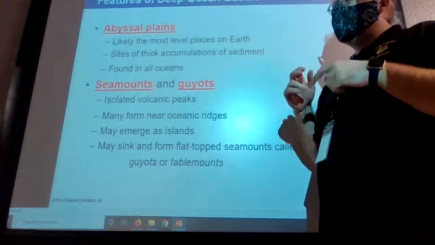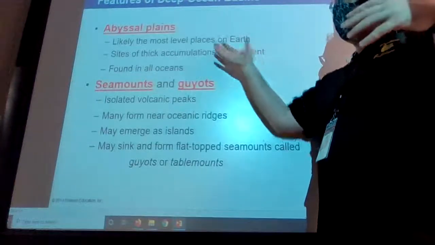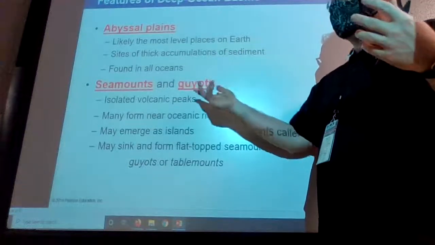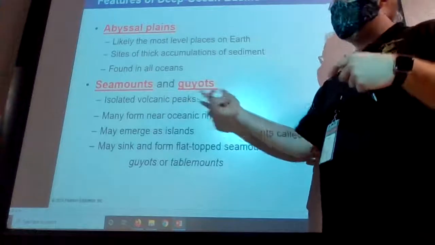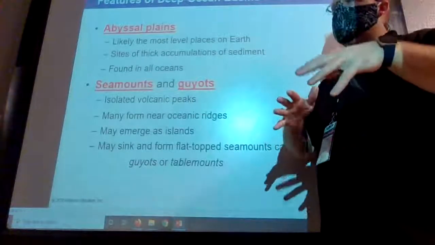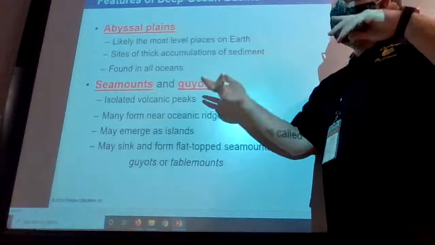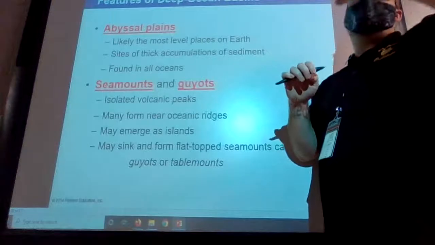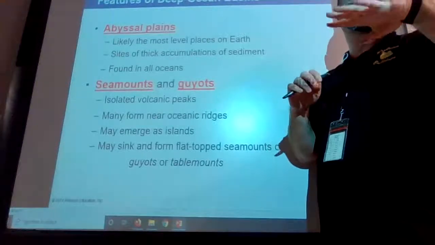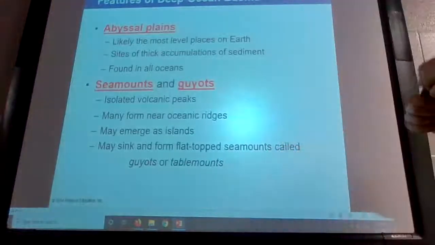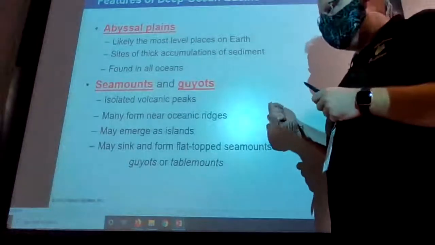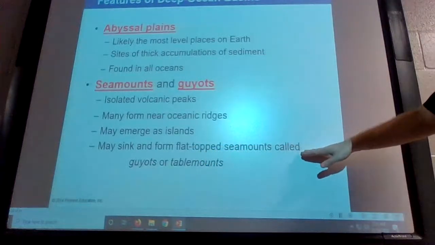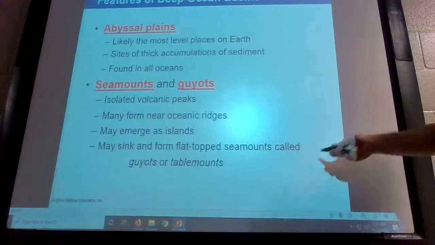Now, sprinkled throughout the deep ocean basins and the abyssal plains, you're going to have little mountain features from volcanoes called seamounts or guyots. Seamounts are underwater volcanoes that never reach the surface. Guyots are underwater volcanoes that did reach the surface but got eroded off in a flat manner, almost like an underwater plateau. They may emerge as islands. They may sink and form flat-top seamounts called guyots or table mounts.